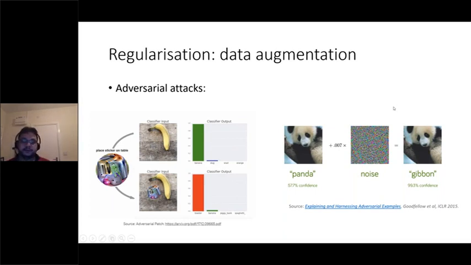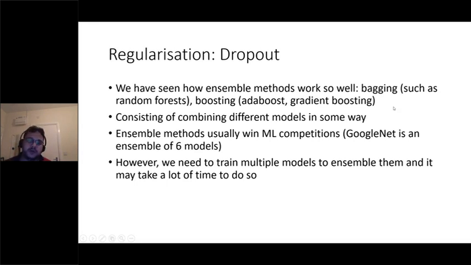Okay, guys. Now, this is what I wanted to show in regularization, the dropout. It's probably the most famous regularization technique in neural networks.